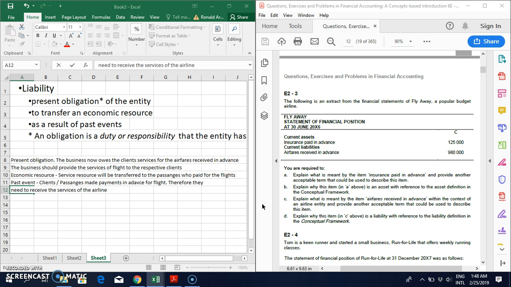So the past event is what happened that caused this. So what happened that caused this was people paid the airline, in this case Flyaway, people paid them beforehand. This payment that was received now caused the current transaction. So the fact that they made the payment without receiving the service now brought about the liability. So when we ask you conceptual framework, please take note of how to answer the question and what is expected. Detail writing, definition, and applying the definition.